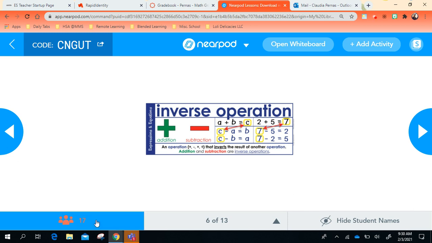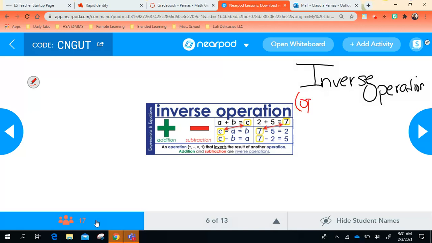Okay, inverse operations. And this is what I want you to make sure you write in your notebook. I want you to write inverse operations, because I feel like people are still forgetting what that is. And remember, inverse means opposite. Two days in, I shouldn't still have to say the word opposite.